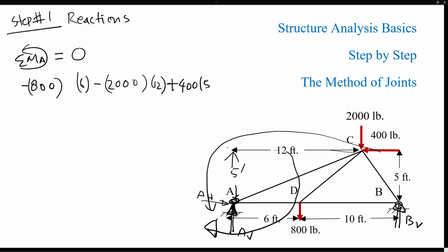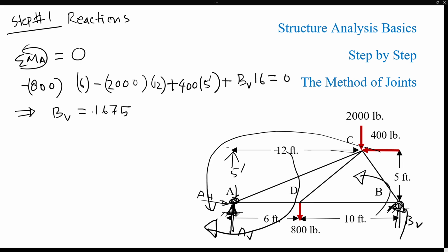So we can say 5 feet there, plus the reaction at B will also try to push this upward right here and rotate the entire structure counterclockwise with respect to A. So that will also be a positive moment, and that is 16 feet away from A, and everything sums to 0. Then we'll find the reaction at B. I calculated 1675, and that's a positive reaction.